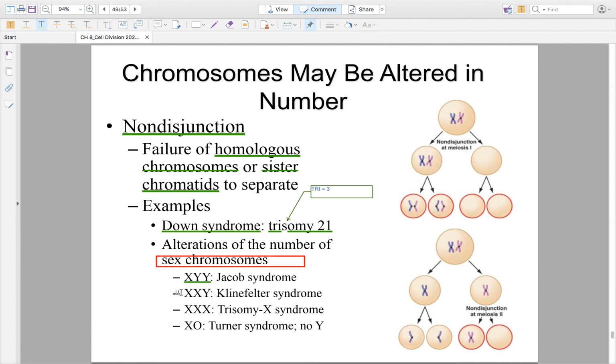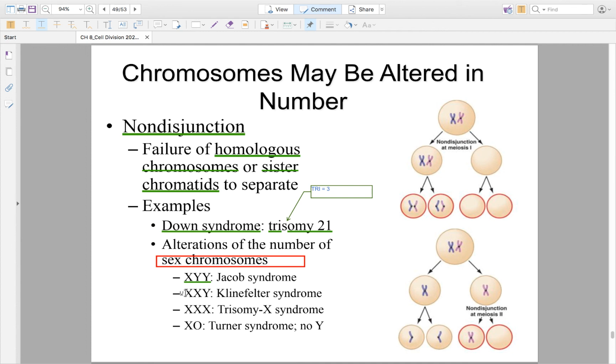Mainly the thing with people with Jacob syndrome is because they have the extra Y chromosome, they're going to have extra testosterone, which is they're going to be taller. They might be a little bit more aggressive. They might have some learning disabilities. It just depends on the individual. But for the most part, they can lead a relatively normal life.